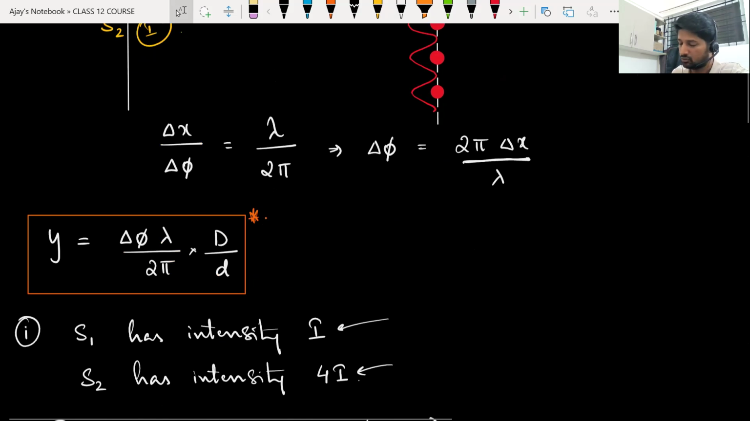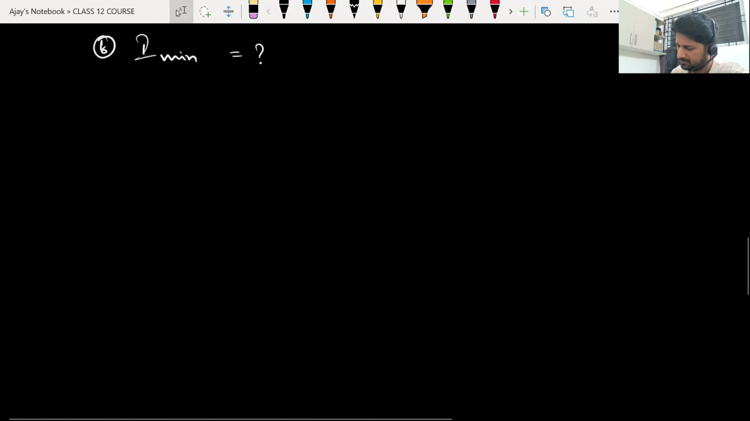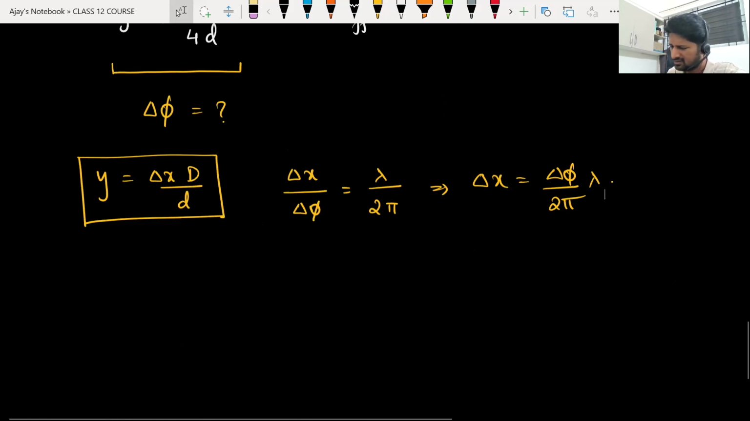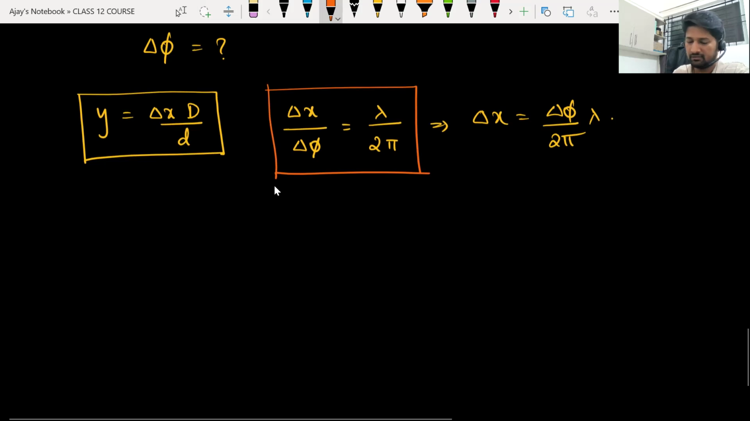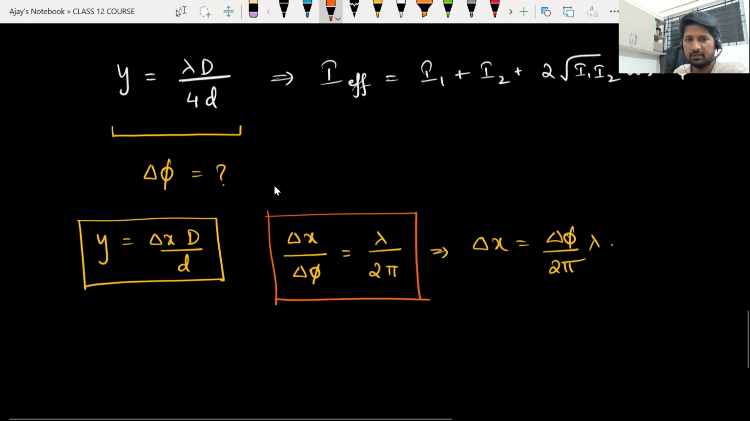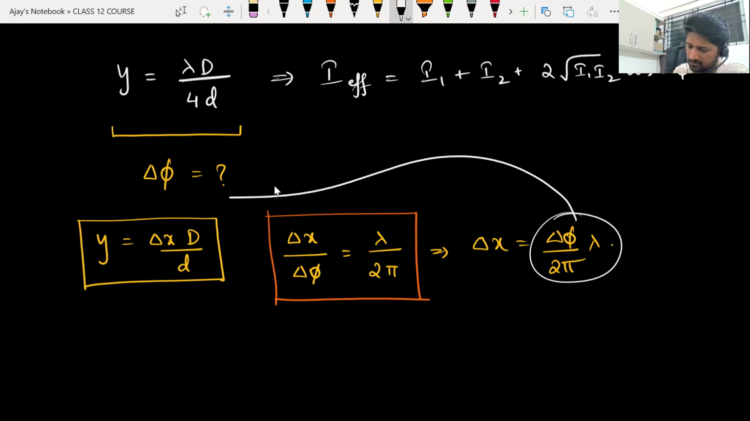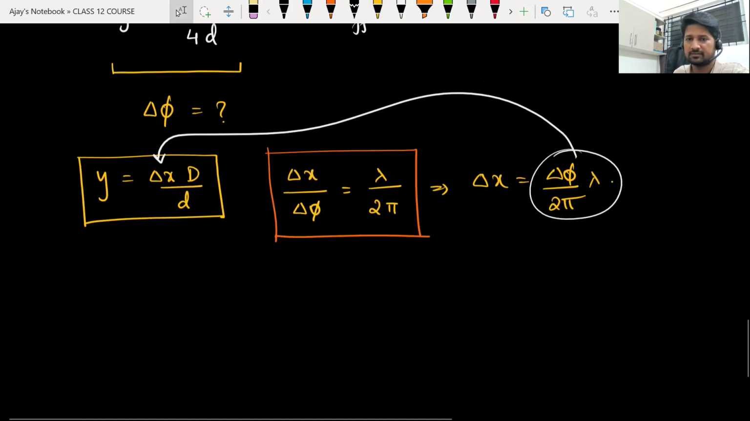It becomes delta x into 2 pi divided by lambda, that is for delta phi. This is for delta x. Nothing wrong in this. So you use this relation between delta x and delta phi to convert from one to the other whenever necessary. Now you are given a particular y coordinate, lambda capital D by 4 times small d, and you are asked the effective intensity. So you have to relate y coordinate to the phase difference delta phi. Delta x can be written as delta phi into lambda divided by 2 pi. We are going to substitute that here. That will give you the relation between y coordinate and the phase difference.